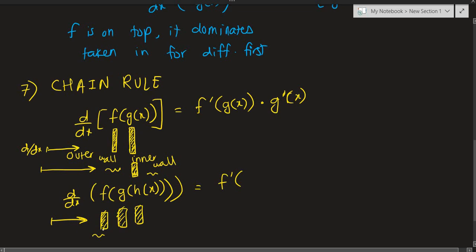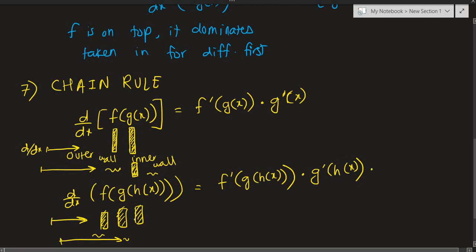But when the outer wall is broken, the other two walls are still intact, right? So g of h of x is still intact here, times, well, now you go on to break the second wall. So what happens when you break the second wall? You basically differentiate the second function. But when you break the second wall, the third wall is intact, right? Because it's sort of enclosed, being protected by the second wall. So you have g prime of h of x.